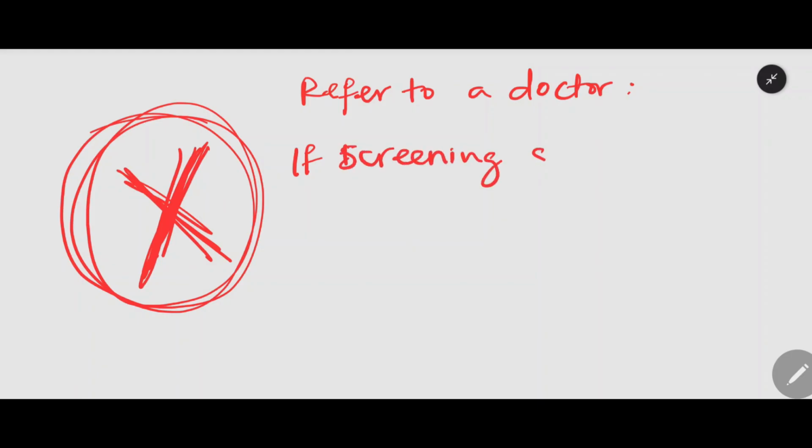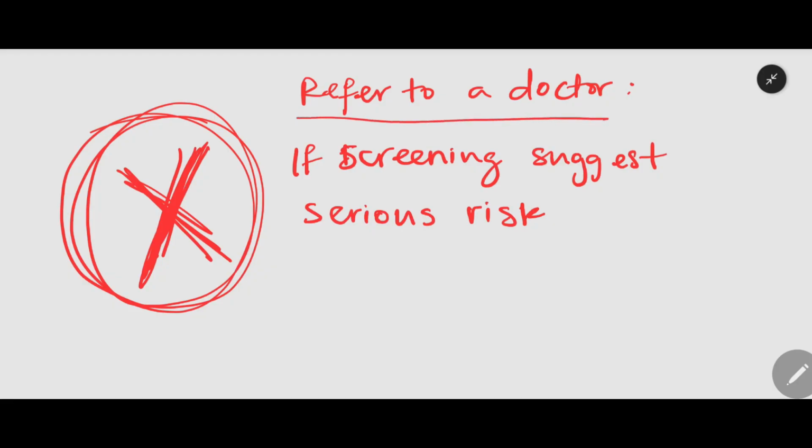Also, another important thing that you should not do is train through any serious risk. So you want to refer to a doctor if screening suggests a serious risk. So your client comes to you, they have chest pain, they're fainting, they have really high blood pressure. Don't just train through it. Refer them to a doctor.